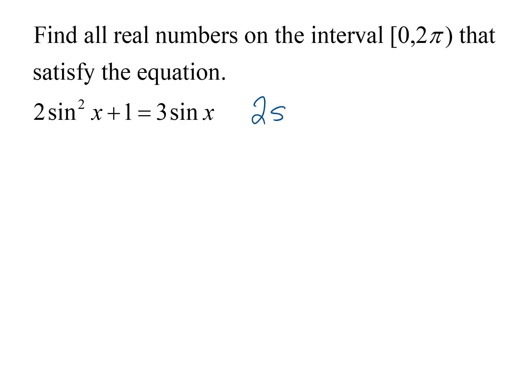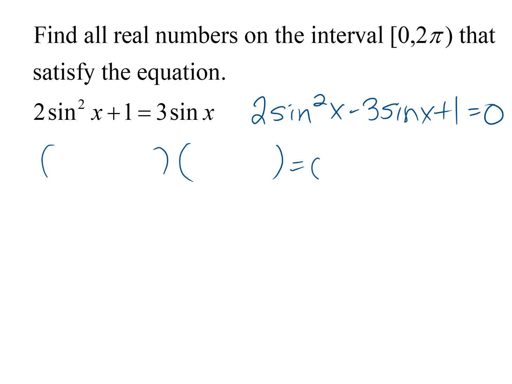So we're going to leave the sine squared here. We're going to move the 3 sine x over, and then we still have the plus 1. Now we have nothing on the other side, so equals 0. So we're going to see if we can factor this, and you've got kind of two choices.